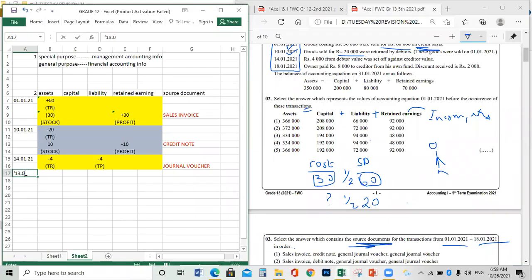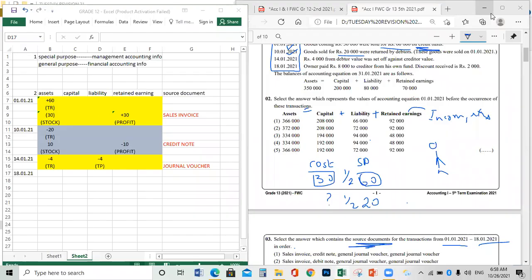Now go to the last one, 18 Jan. Owner paid 8,000 to a creditor from his own fund. Discount received is 2,000. Now think and answer. Owner is paying to a creditor. Does the owner have any obligation to pay a business creditor? No, the owner doesn't have any obligation.